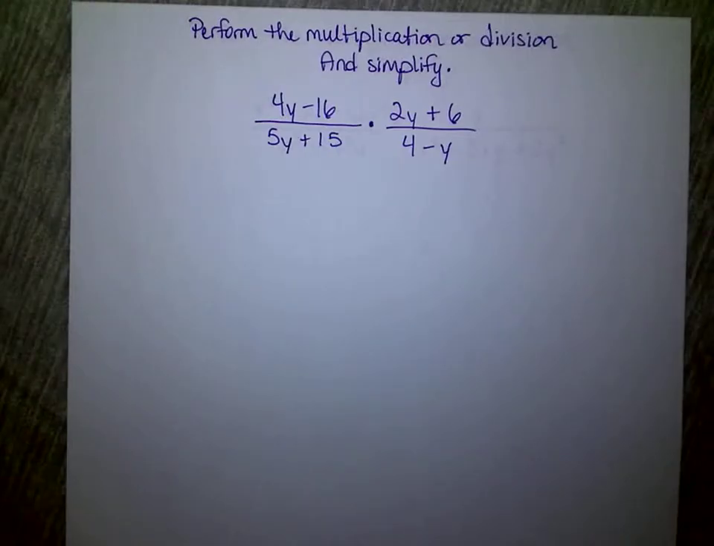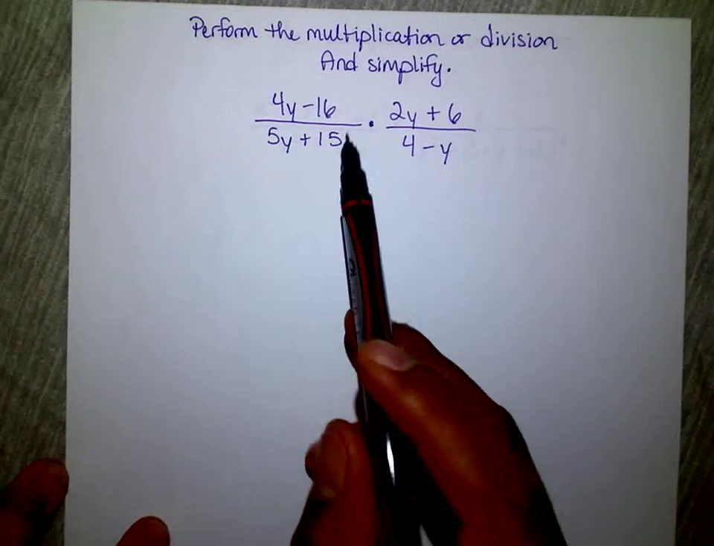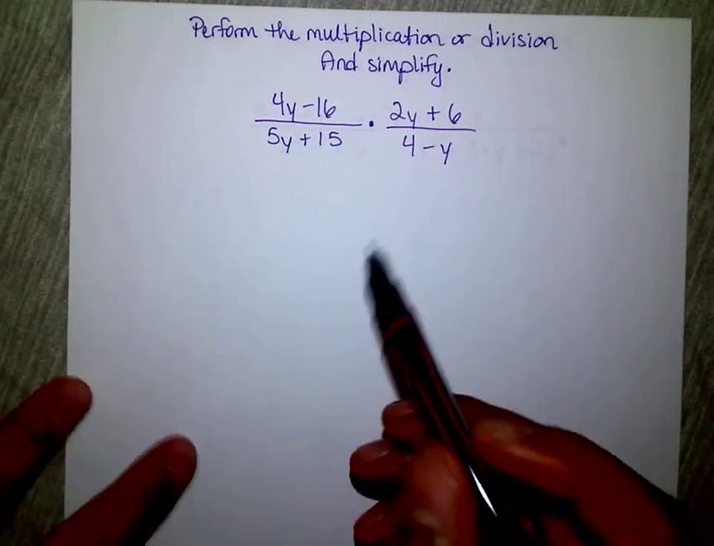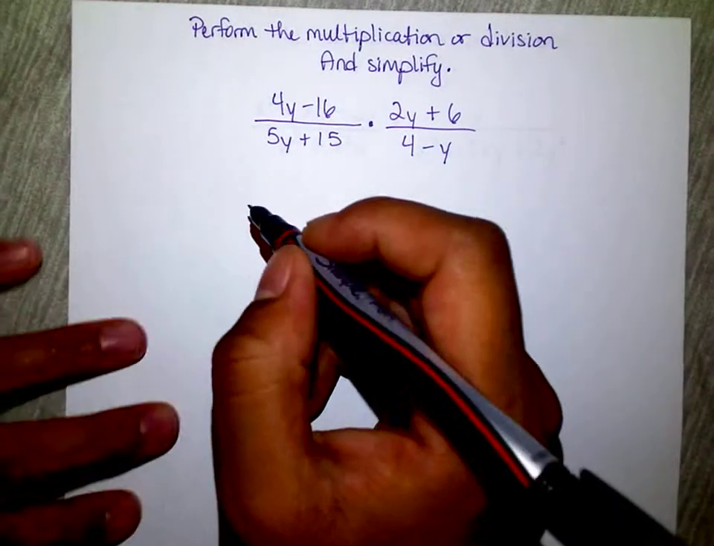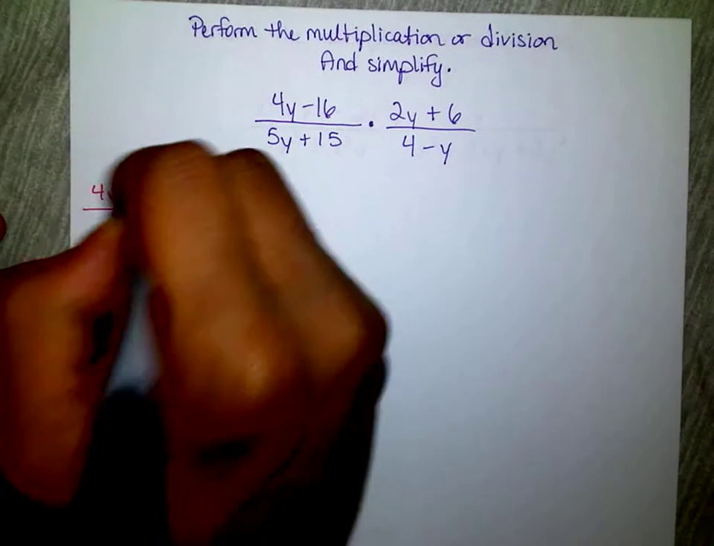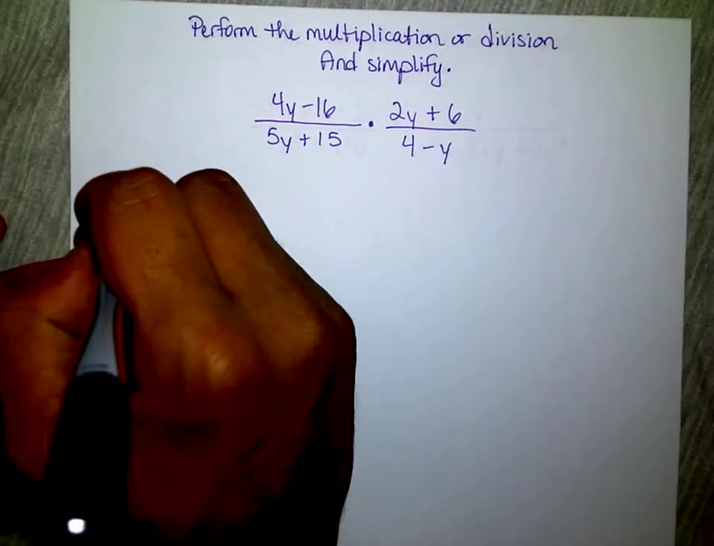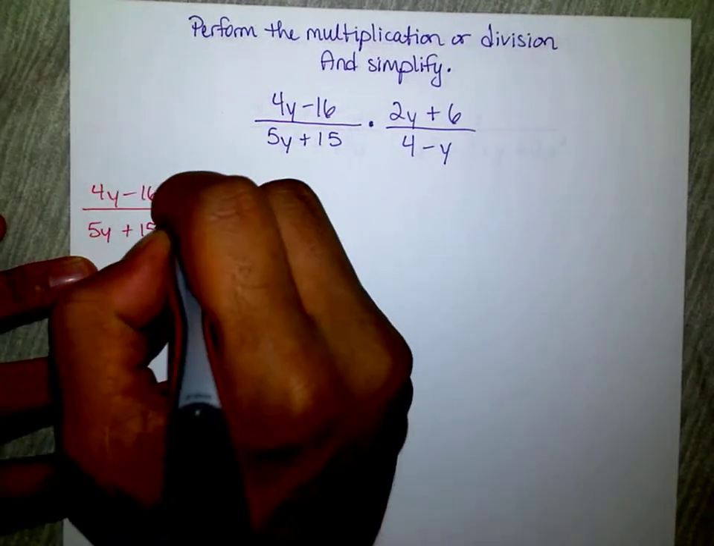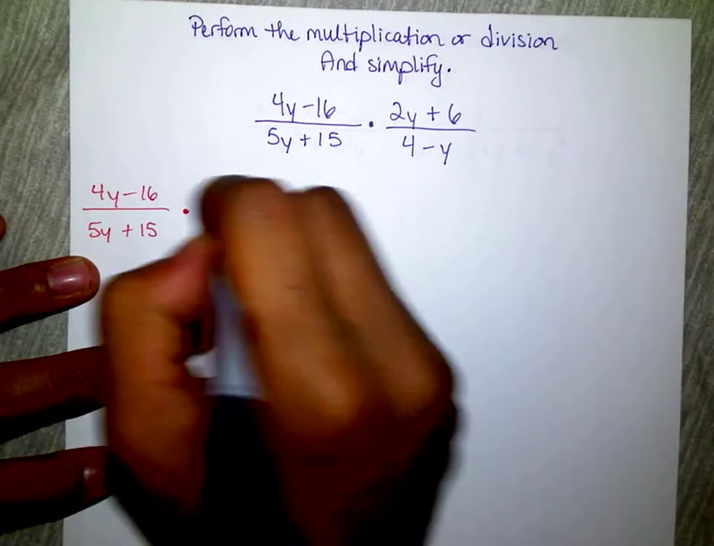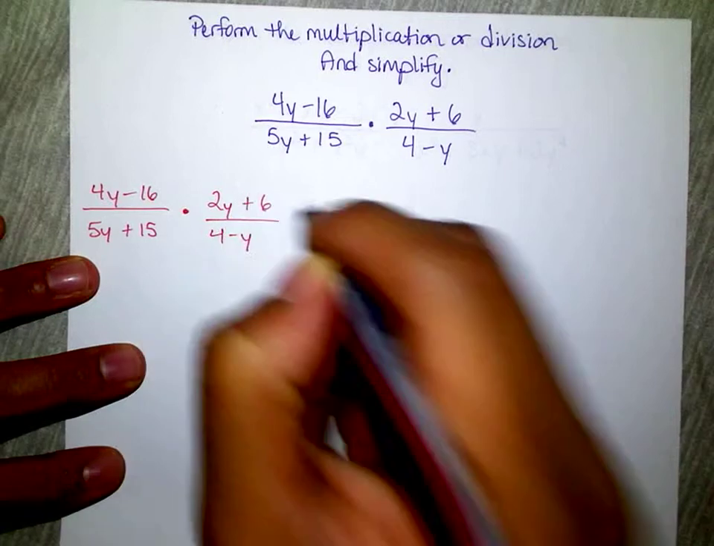It says perform the indicated multiplication or division and simplify. Once again, the common thing here is going to be to factor a lot of these things, and then from there we're going to want to start canceling things out. So let's go ahead and rewrite it first. 4y minus 16 over 5y plus 15 times 2y plus 6 over 4 minus y.